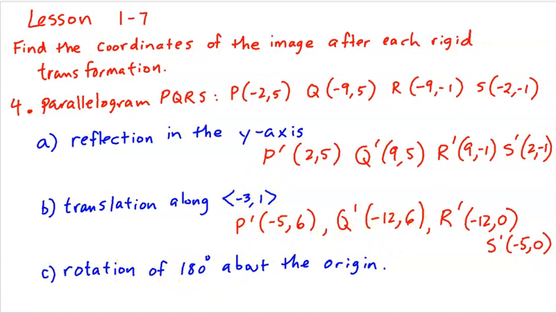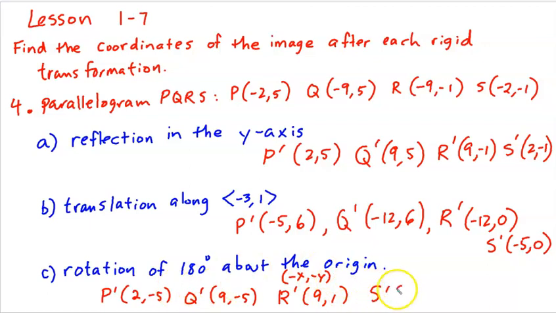And then a rotation of 180 degrees about the origin just takes each of these pre-image vertices, and we're just going to change both of the signs. So this will be the effect. All right, so P prime after this rotation will be +2, -5. Q prime will be +9, -5. R prime will be +9, +1.